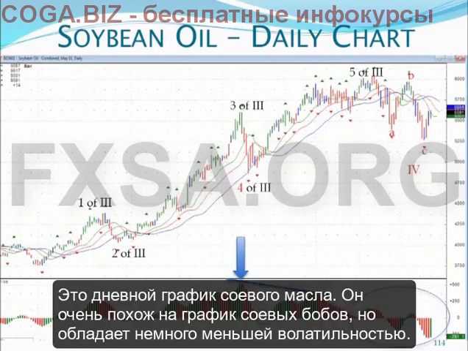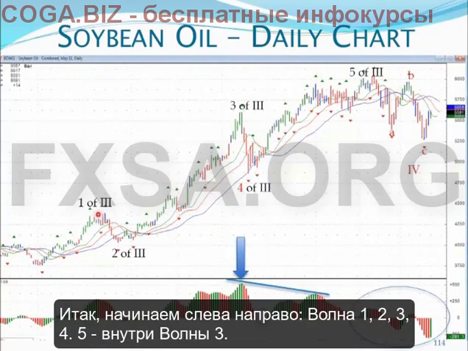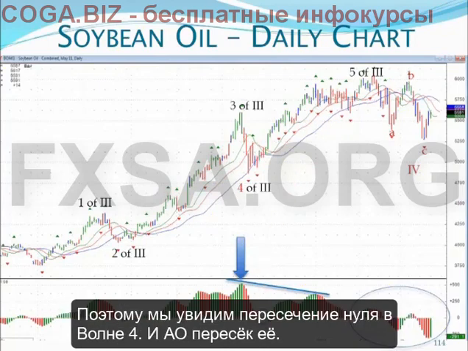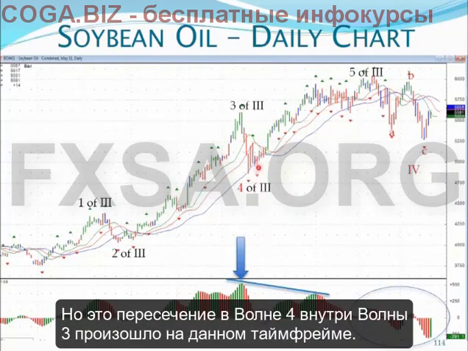Okay, now this is the soybean oil on the daily chart. It looks very similar to the soybeans, but it's a little bit less volatile. We're going to start here on the left. We have a wave 1 of 3, 2 of 3, 3 of 3, 4 of 3, 5 of 3. Again, from this point here to this point, we have about 140 bars, so we're going to see that wave 4 cross 0.